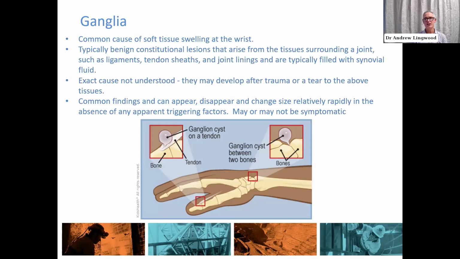They can appear, they can disappear, they can change size fairly quickly in the absence of any apparent triggering factors. And the really important thing to note is that they may or may not be symptomatic. The fact that a person with wrist pain has a ganglion is certainly interesting and worthwhile looking into, but it doesn't automatically mean that the ganglion is the problem.